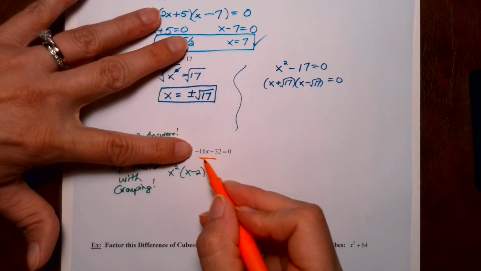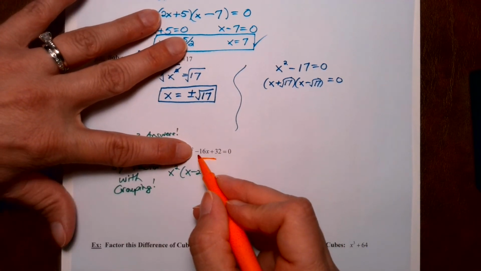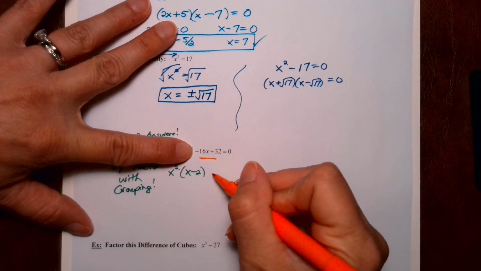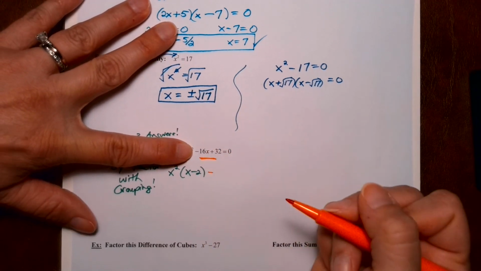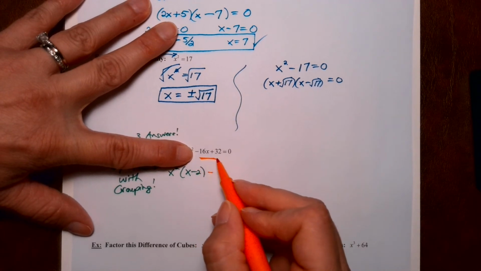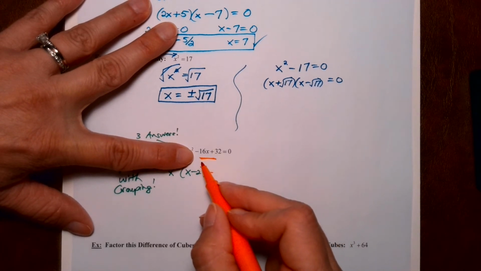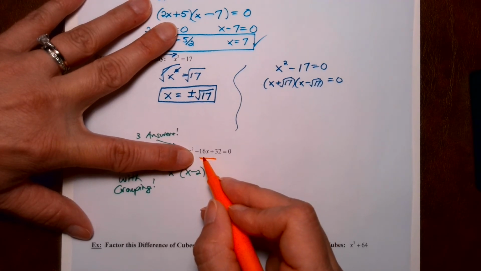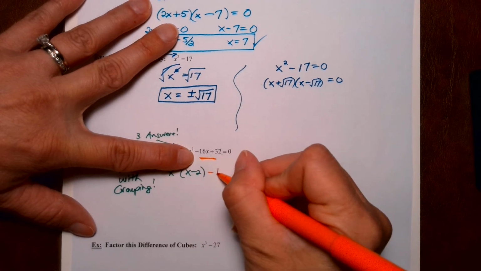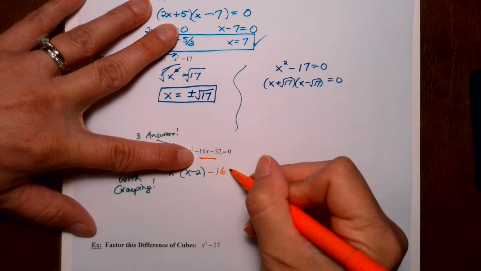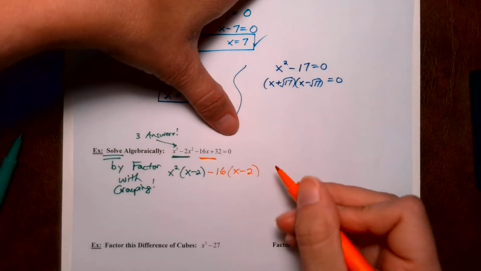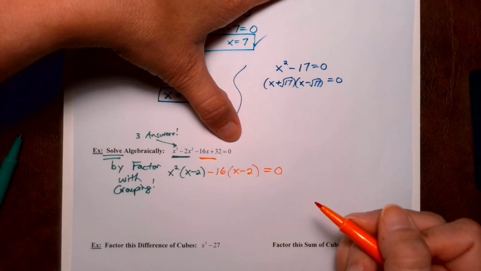Okay, from the second group, if it starts with a negative, you have to take out a negative. Remember, you have to say plus or minus something. I'm going to say minus the biggest number we could take out here, 2. We could take out a 4. We could take out an 8. Ooh, go even higher. Take out a 16. Take out a 16. And that leaves us with x minus 2. Don't forget to write equals 0.